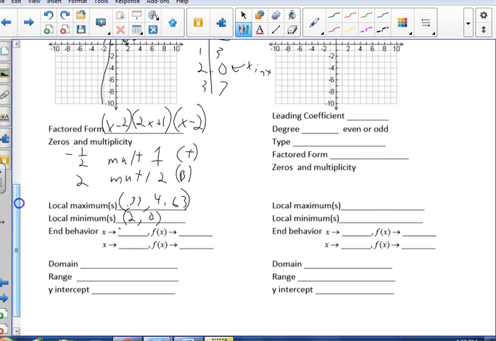Now, as we go left, it goes down towards negative infinity, and as we go right towards positive infinity, it goes up towards positive infinity. The domain, left to right, our classic negative to positive. The range, also going from negative to positive. And the y-intercept we found was (0, 4).